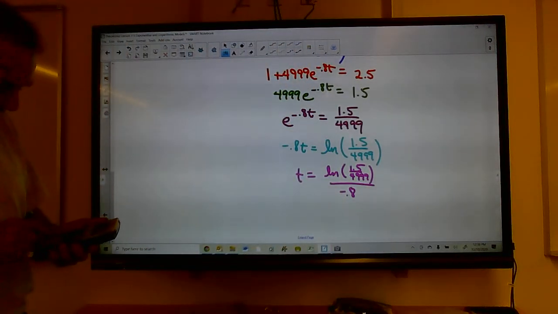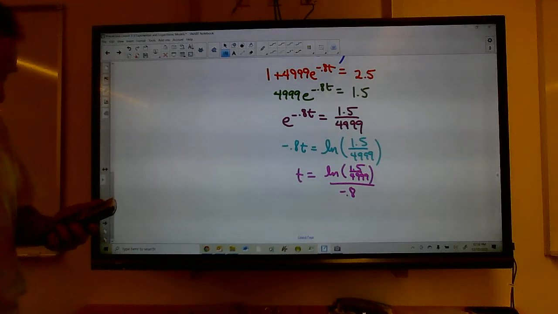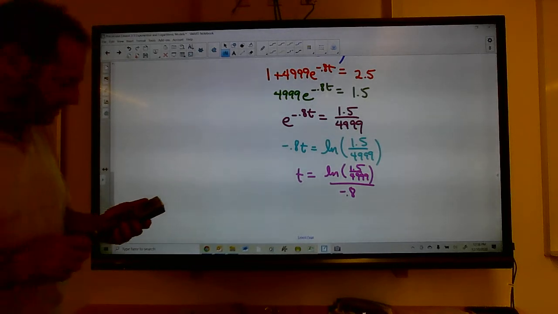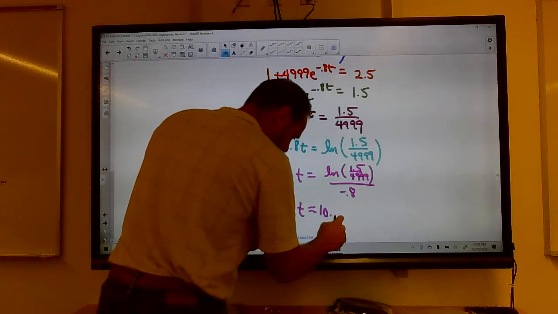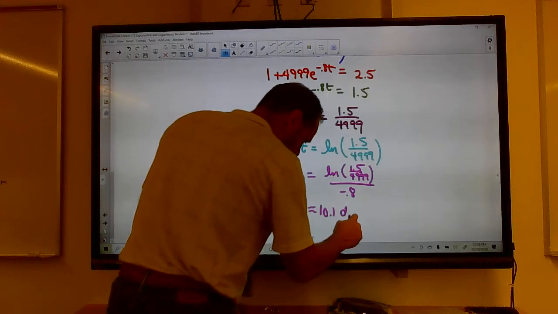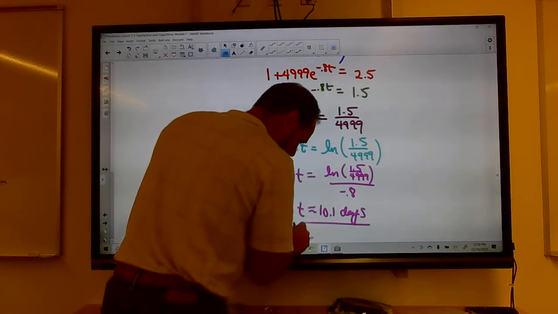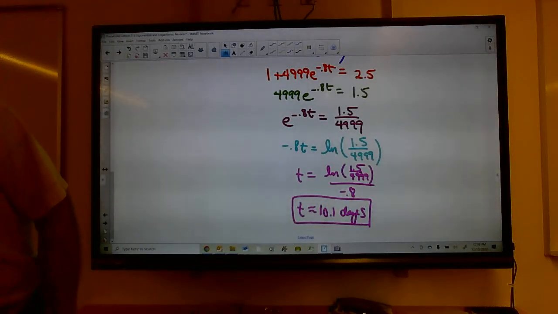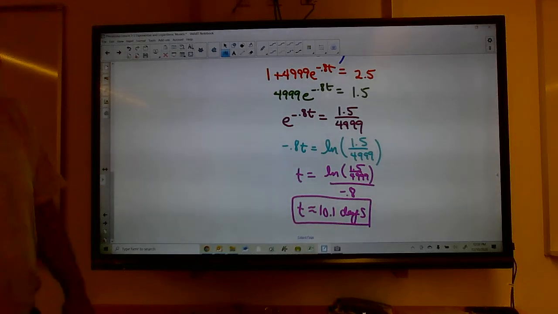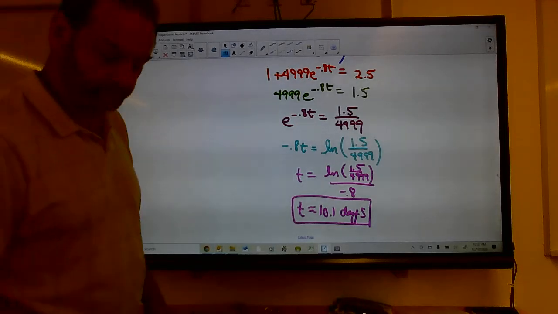So the natural log of 1.5 divided by 4,999, close the parentheses, divided by negative 0.8. T is approximately 10.1 days. Okay, so yeah, I closed up pretty quick.